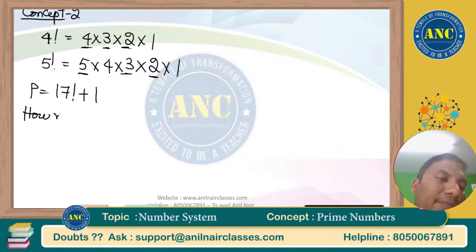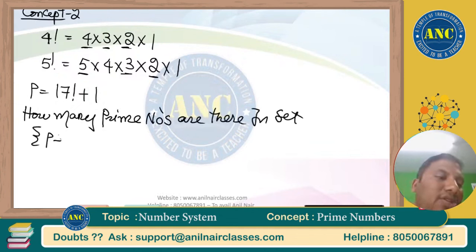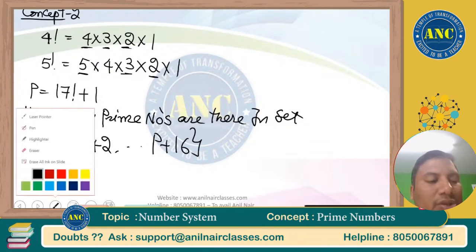How many prime numbers are there in the set? The set is p plus 1, p plus 2, and so on up to p plus 16.